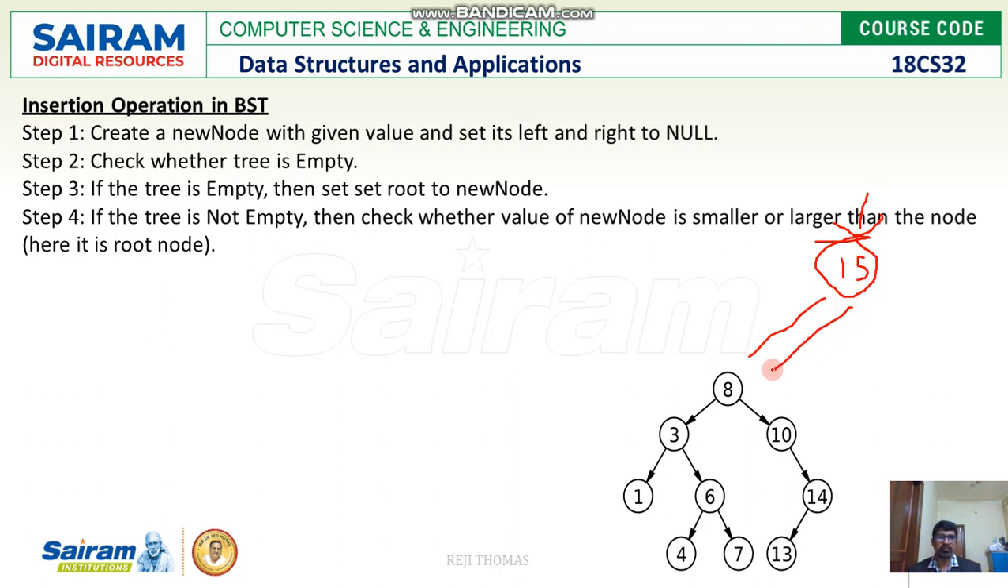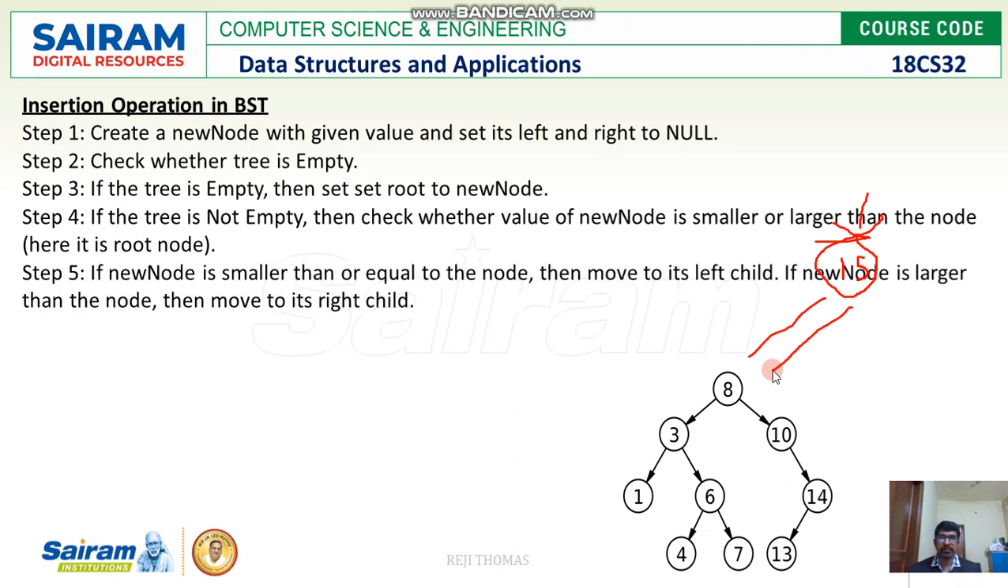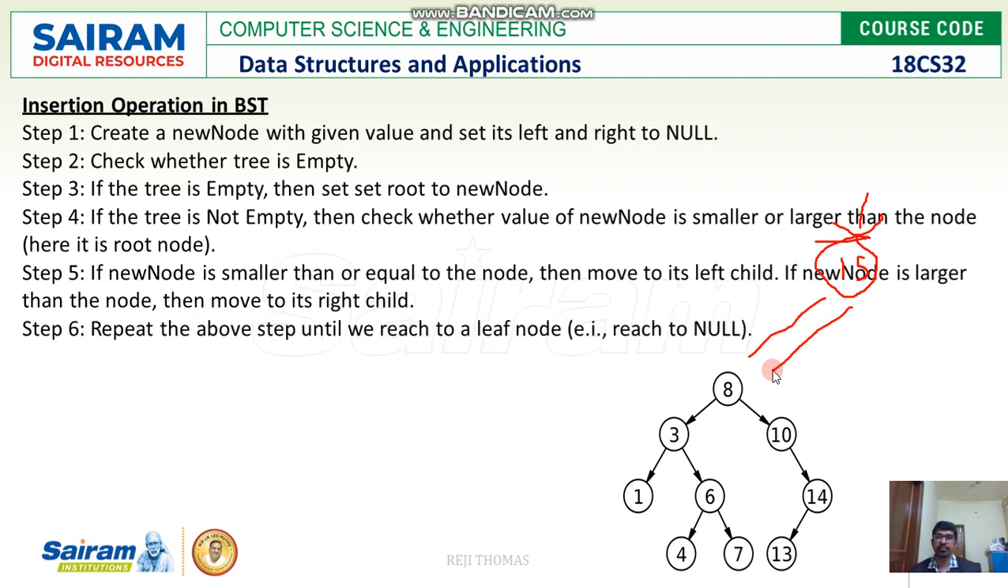15 is larger than 8. If the new value is smaller than or equal to the node, you have to move to the left side. If it is larger than the node, then you have to move to the right side. You have to repeat this step till we reach a leaf node. In this case, 15 is larger than 8, so you have to move to the next node.